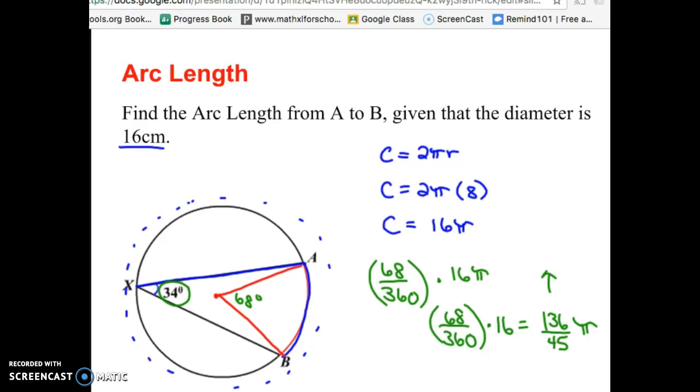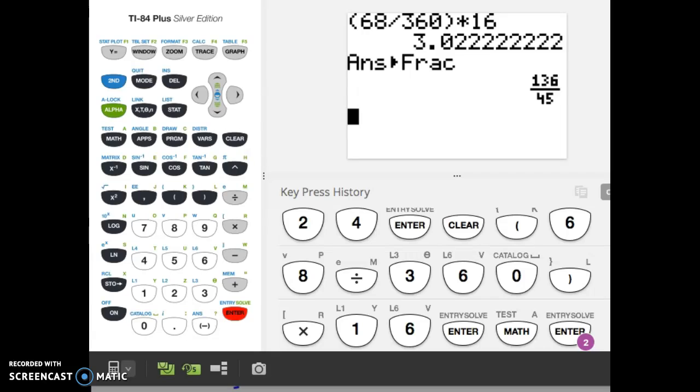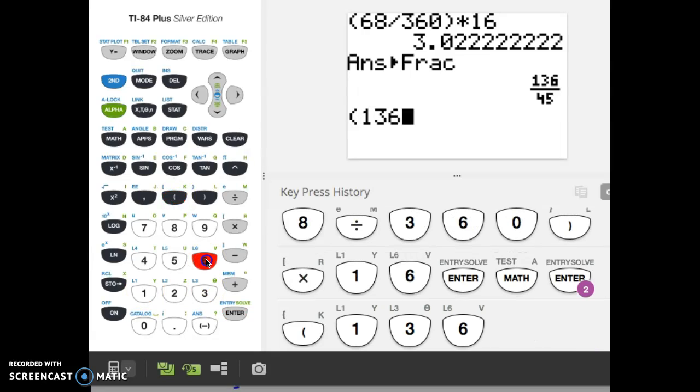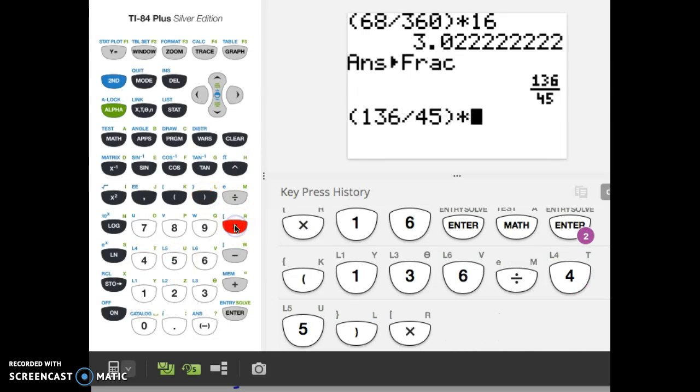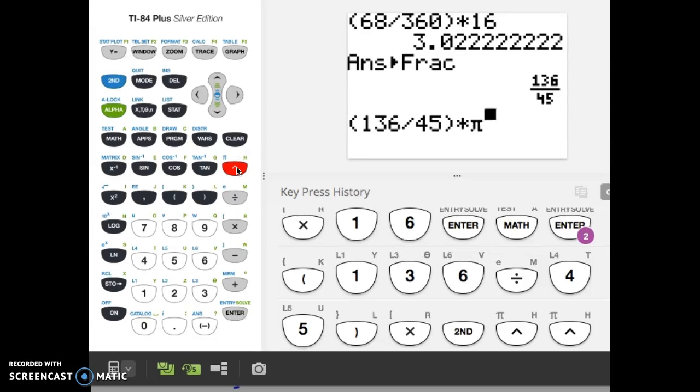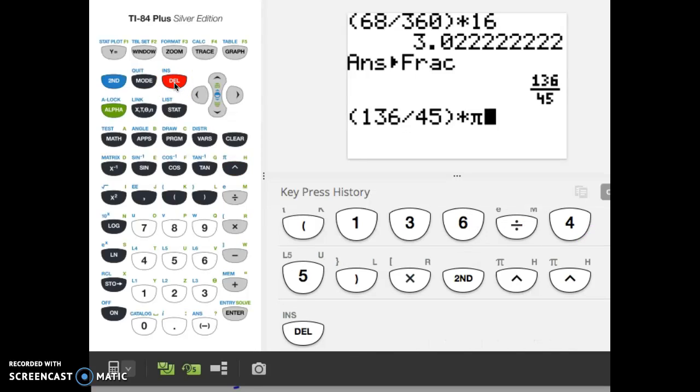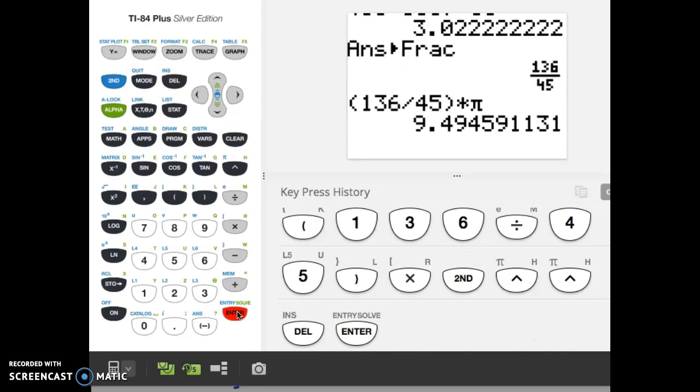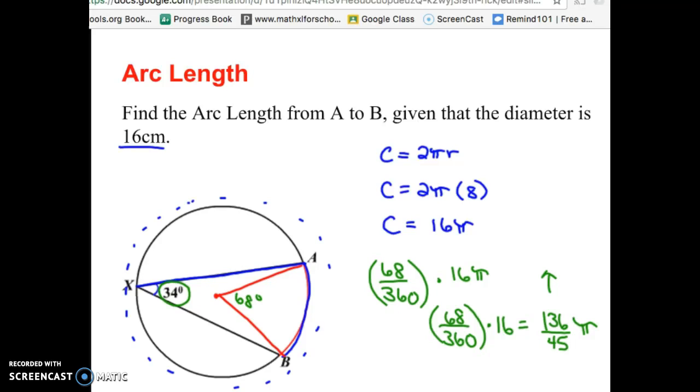So let me do that real quick and show you. So let me use parentheses. So 136 divided by 45 times pi. There we go, times pi. And enter. Okay, so 9.49 if I had to round to the nearest hundredth. But again, I don't know what Math Excel will ask you. Okay, so 9.49 is the decimal version. So either that or that, depending on how they ask you for your answer.